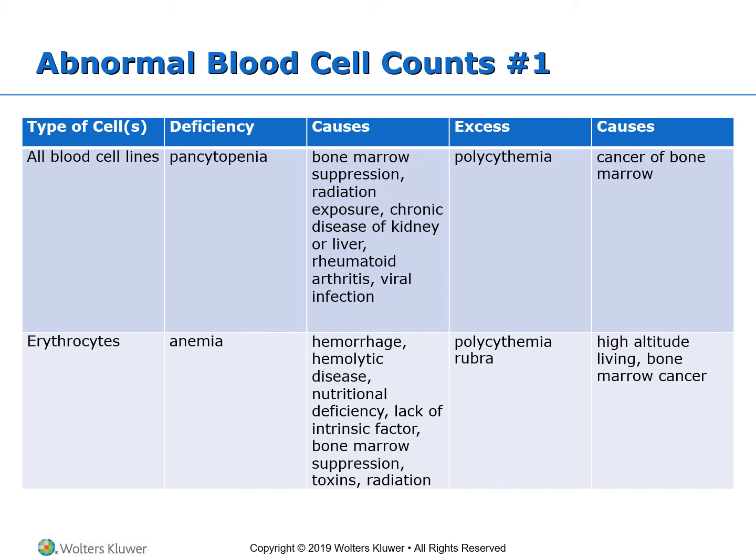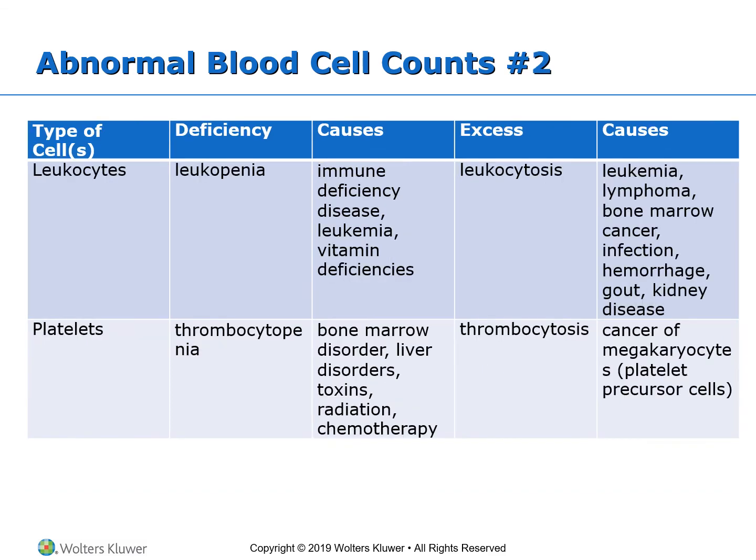When we have an excess of production of blood cells on all the lines, that condition will be called polycythemia, and it is usually a result of a malfunctioning stem cell at the bone marrow, and that's classified as a cancer of the blood. This slide is summarizing both the deficiency and the excesses of the leukocytes and platelets. We'll discuss in detail each of those in a second.